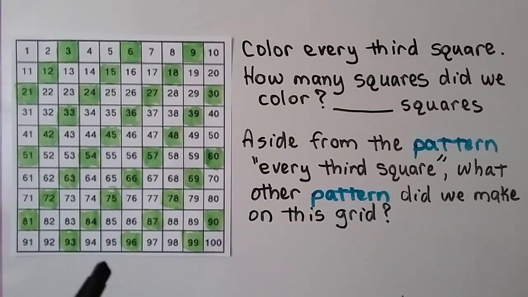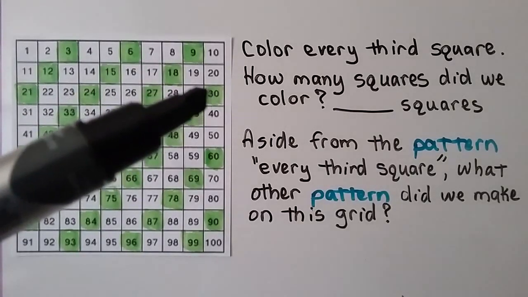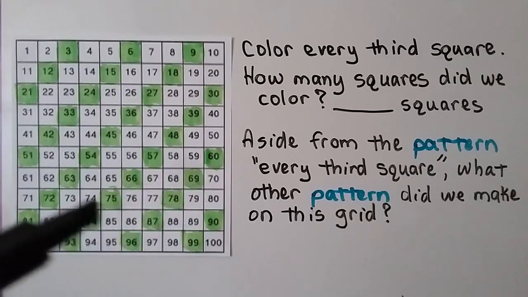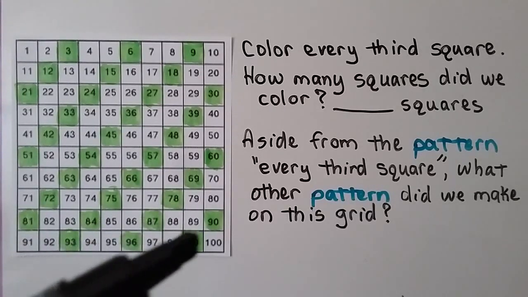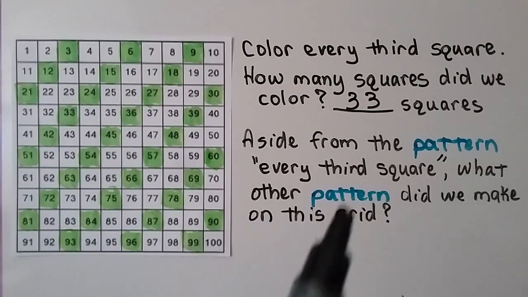Now, every third square is green on our 100 chart. So how many squares did we color? Well, we can count them. 1, 2, 3, up to 33. We colored 33 squares green. Did you know that we could have looked at this 99 and thought, well, we colored every third square, 99 divided by 3 is 33. And we could have found it that way.